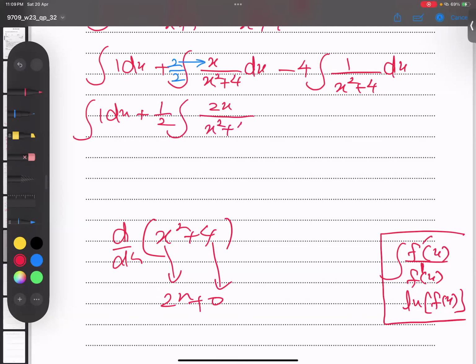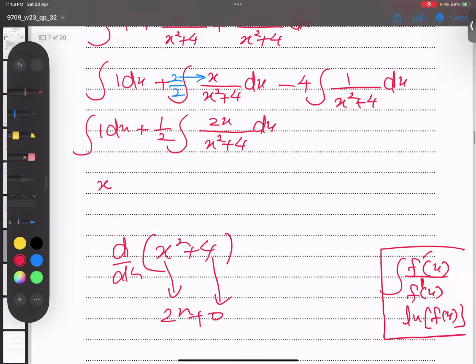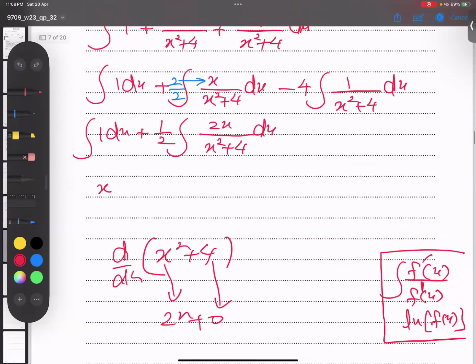Now, student, I think you got this point very clear. Now match. Function down, correct. Differentiation up, correct. Whole power 1, correct. So I can see here, what is this integration, student? X. And limits are 0 to 6.